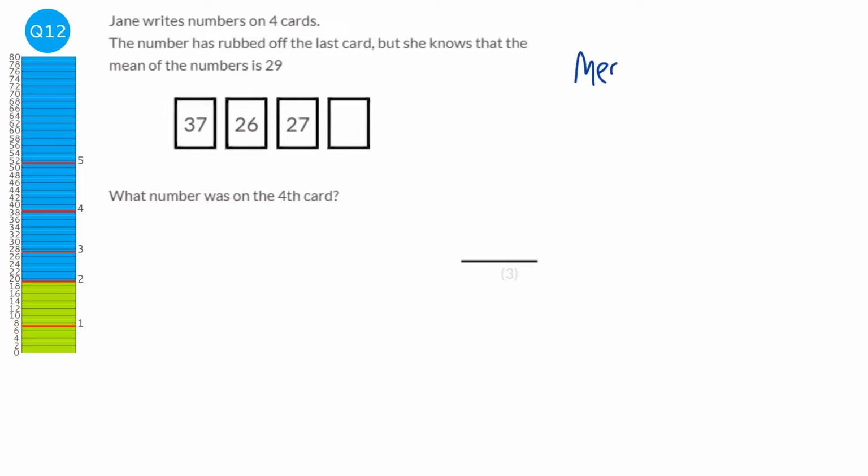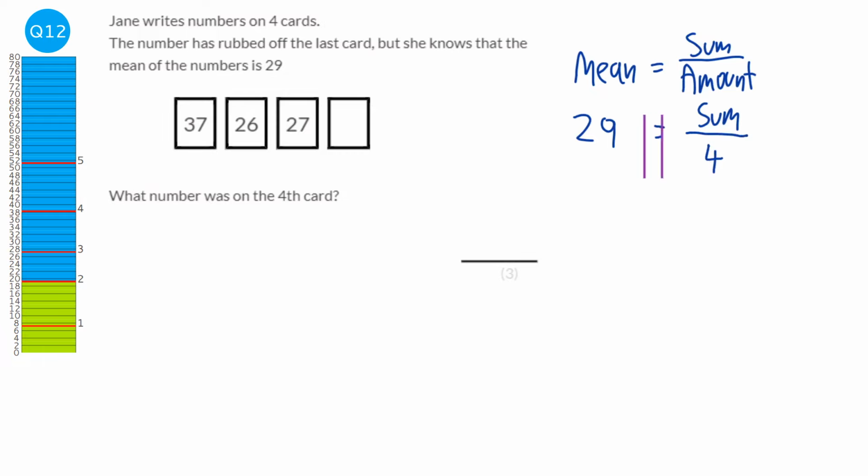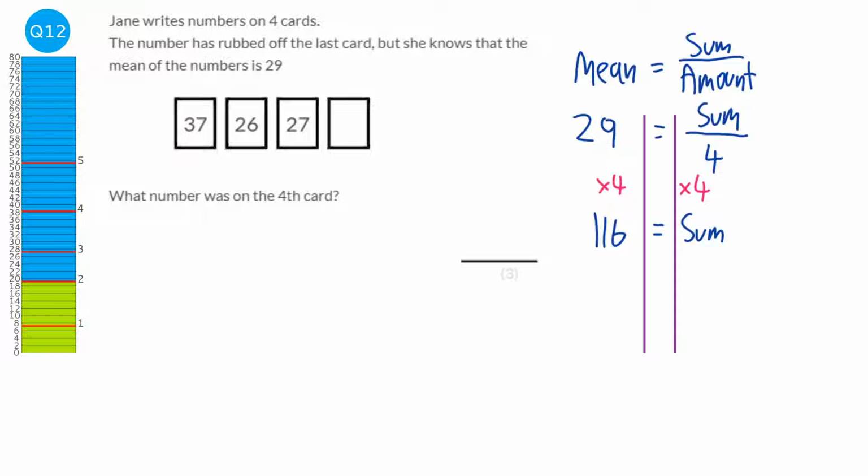So we know that the mean is the sum of numbers over the amount, but in this question we're actually given what the mean is. We're given that that is 29. We're also given the fact that there are 4 cards, so we're given the amount. So what we can do is just get our lines in and solve this. So what we're going to do is just times both sides by 4. So we're going to do 29 times 4, which is 116. And so we know that the sum of the numbers will be 116.